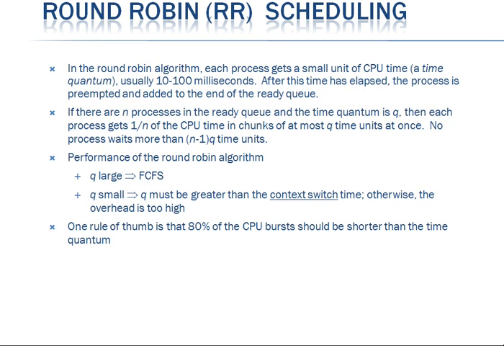One thumb rule that is applied here is that 80% of CPU bursts should be shorter than the time quantum. Whatever time quantum you are selecting, 80% of CPU bursts should be shorter than that.